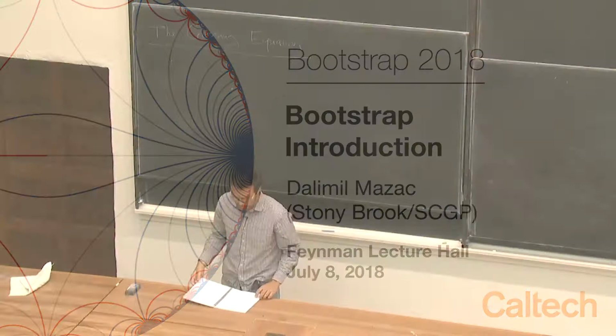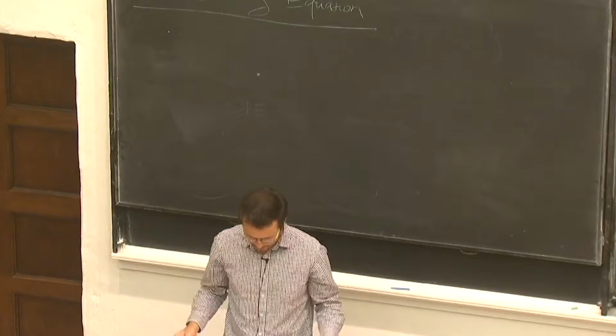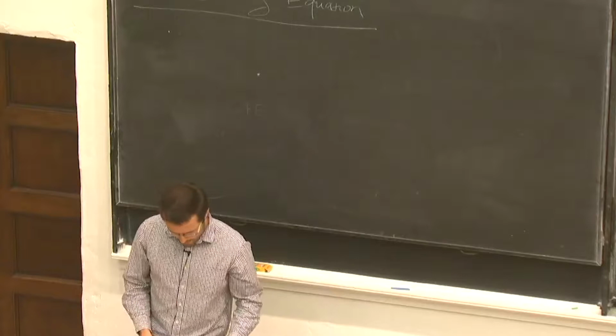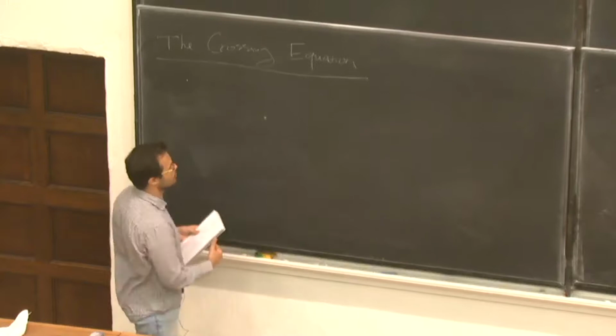Okay, let's continue from where we started. And now we have a set of axioms for what is a CFT to some extent. And we would like to implement these axioms now to actually do some work. So in practice, we need to figure out how to implement this associativity.